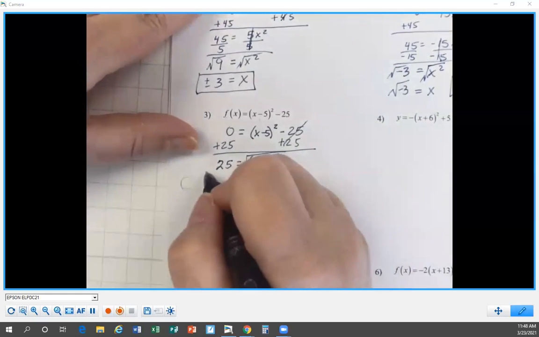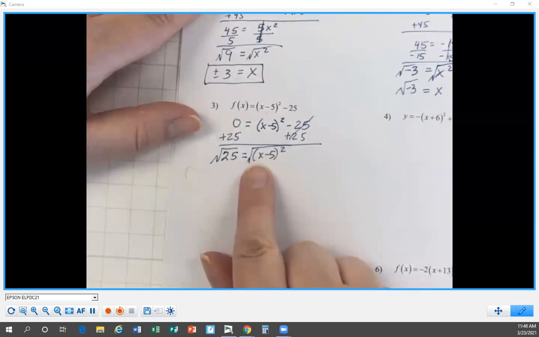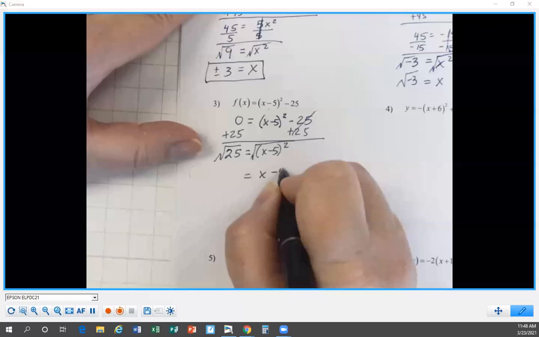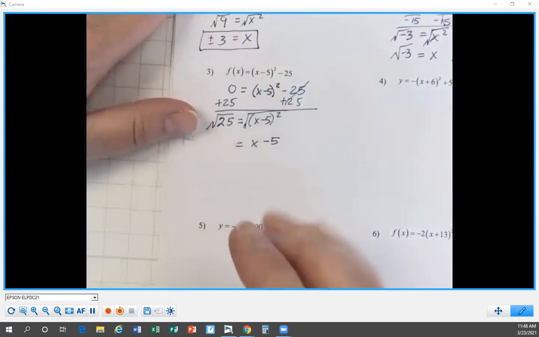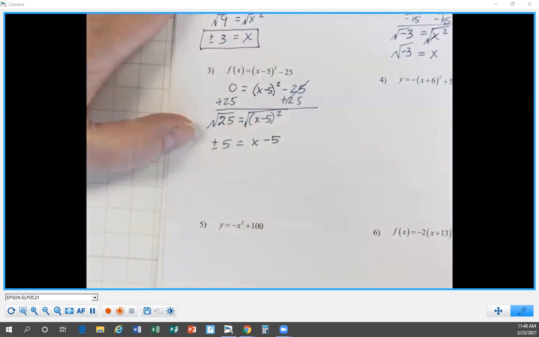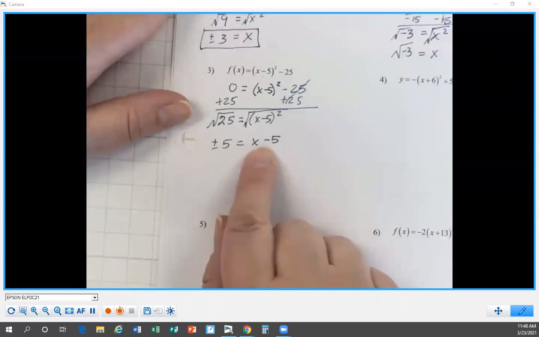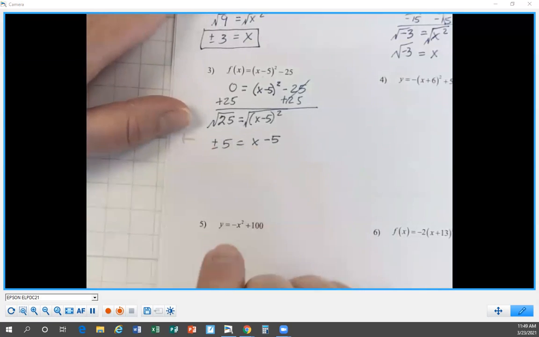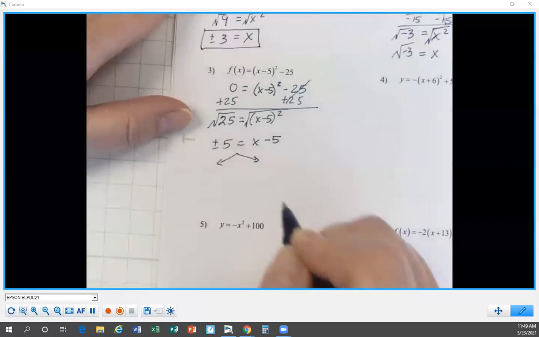Whatever I do to one side, I have to do to the other. So what is the square root of the quantity x minus 5 squared? It is x minus 5. What are the square roots of 25? There are two of them, 5 and negative 5, so plus or minus 5. So there are two different answers here. x minus 5 can equal positive 5, and x minus 5 can equal negative 5. We're going to branch that off into the two different possible solutions.